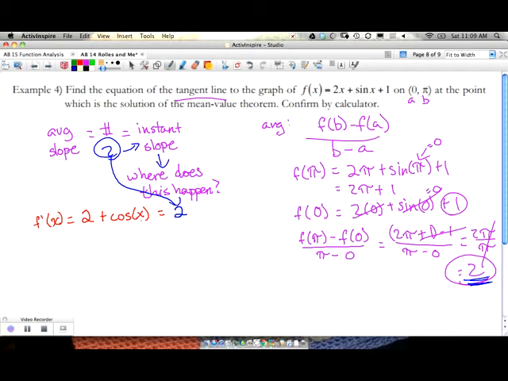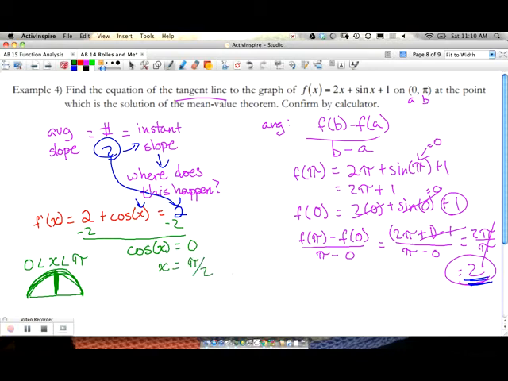Now we're plugging it in. So now we got to solve this equation for x. What does x equal? So I subtract 2 from both sides. Cosine of x equals 0. When is that true? Well, in the interval where 0 is less than x is less than pi, if you think about your unit circle, you're here in that first half of the rotation. When does cosine equal 0? Right here in the middle, at pi over 2. So x equals pi over 2. That's the where.